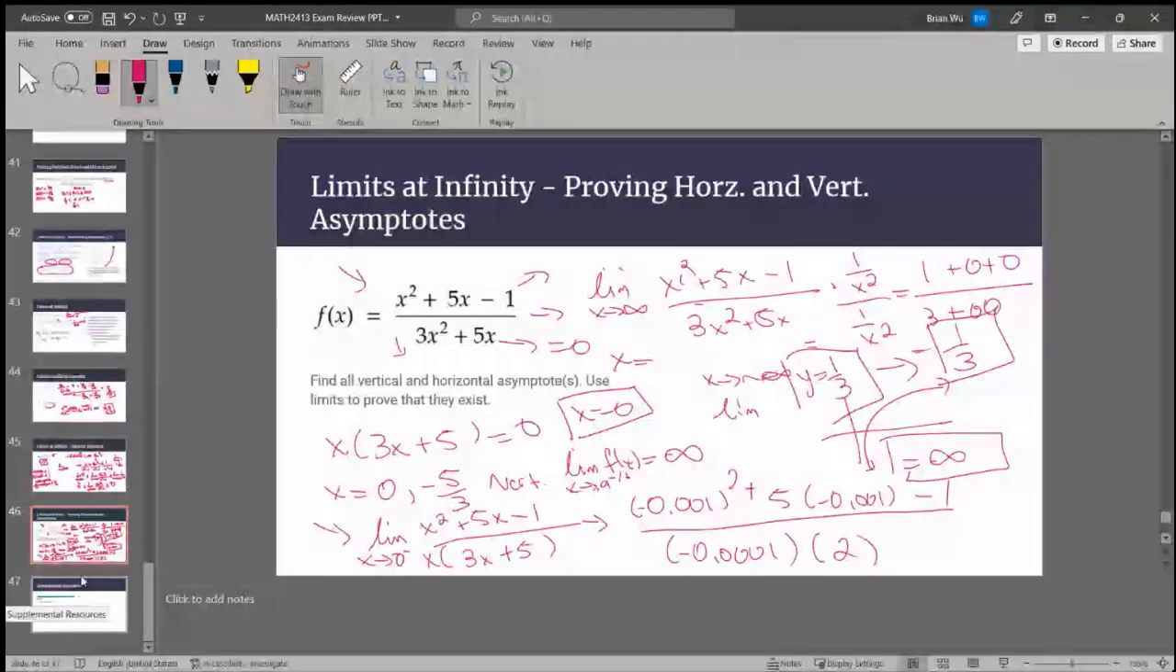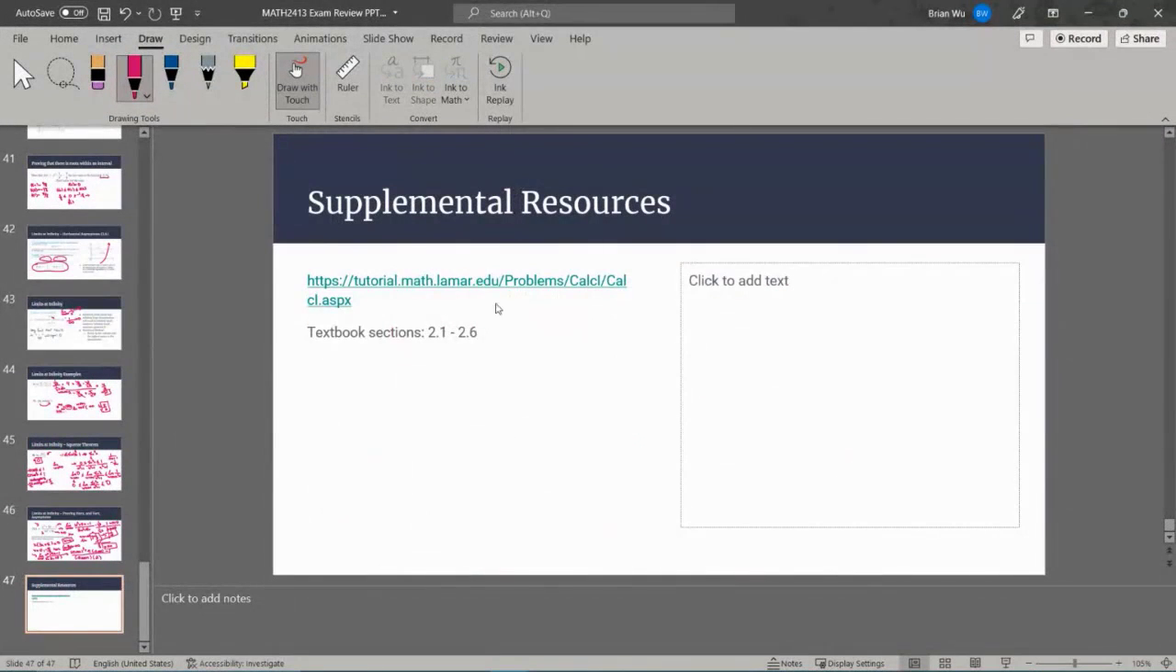Okay. And that should be all the slide material. If you have supplemental resources, you can look through 2.1 to 2.6, or you can also go to this website, which is also really helpful. I don't know if we have time for a break or if you guys just want to go straight to the breakout sessions.